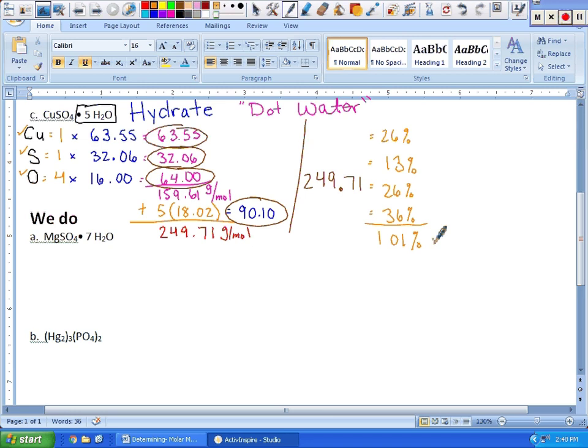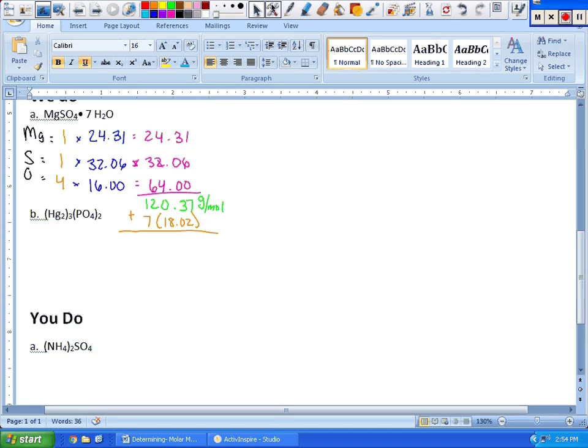All right. You guys try A, and just to double check and make sure that you can actually do this. I'm going to leave this up so you can reference back to it, but you guys do the next one. MgSO4·7H2O. This is what I got so far. I got the mass of the ionic part to be 120.37. I do need your help from this point on. What is the mass of the 7 waters?